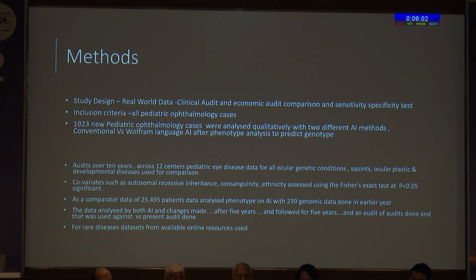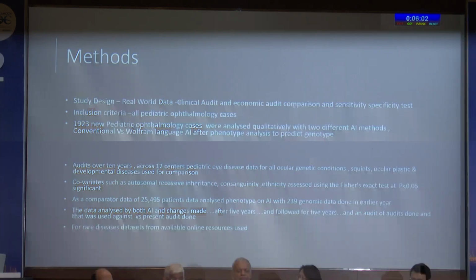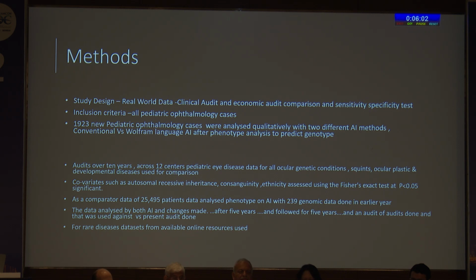And so the method we used as study design was real world data. So real world data is very much missing. So we did a clinical audit and economic audit comparison and sensitivity specificity testing. The inclusion criteria was all pediatric cases in the last 1 year. So 1,923 new pediatric cases were analyzed qualitatively using 2 different AI methods. And we compared this with audits over the last 10 years. So we had our own conventional data to compare with in previous years.